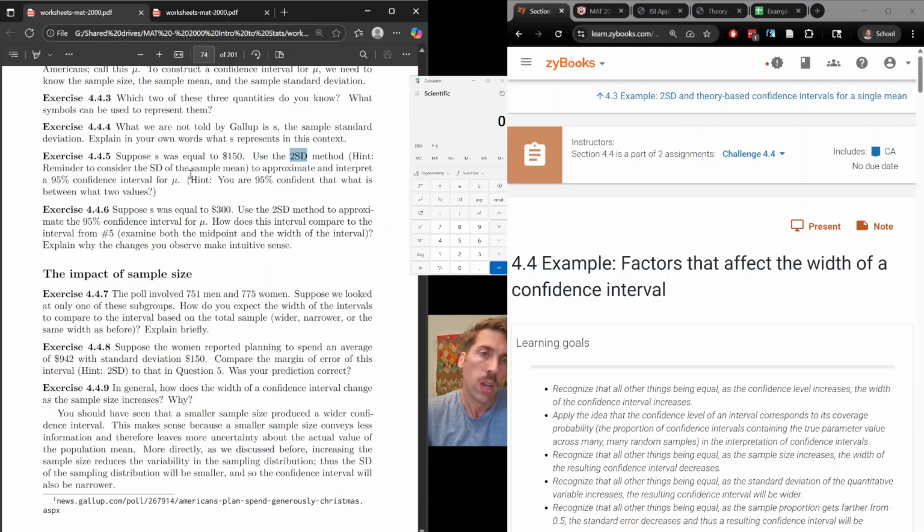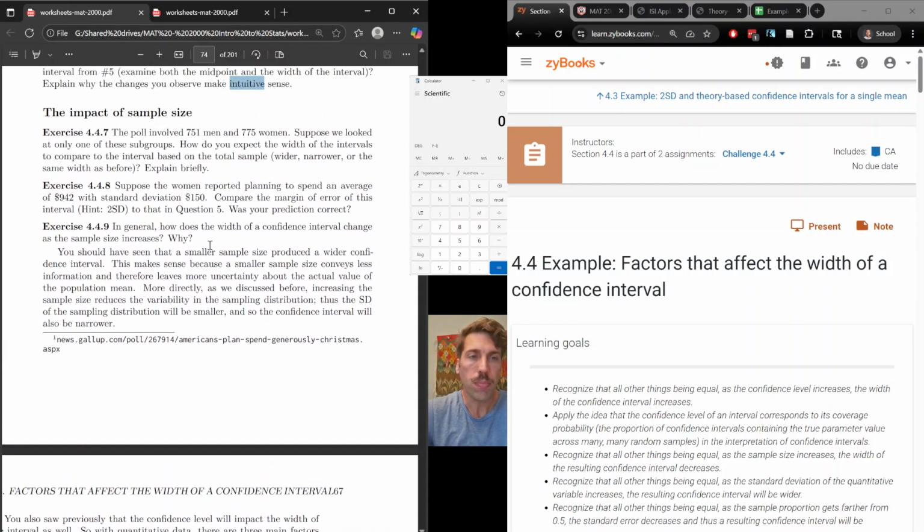Okay, suppose S was equal to 300. Use the 2 standard deviation method to approximate the 95% confidence interval for mu. How does the interval compare to the interval from number 5? So is the midpoint the same or different? Is the width the same or different? Explain why the changes you observe make intuitive sense. Intuitive is another word for common sense. Okay, so why does it make common sense?